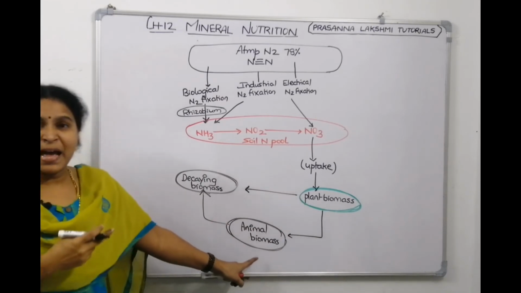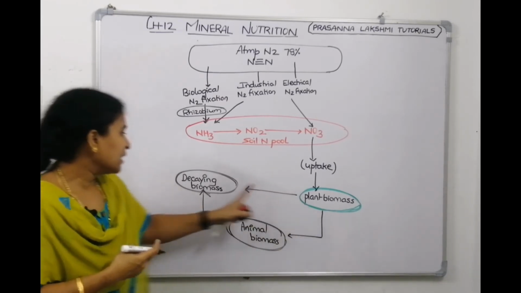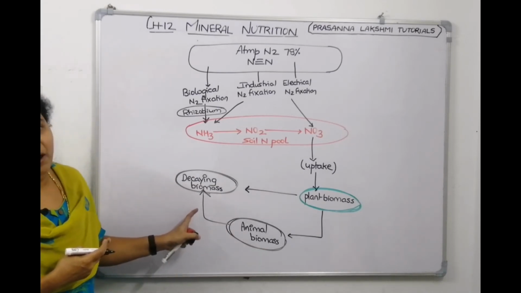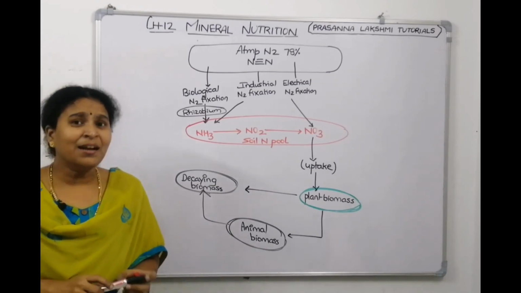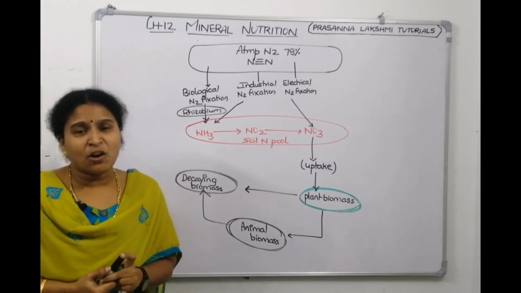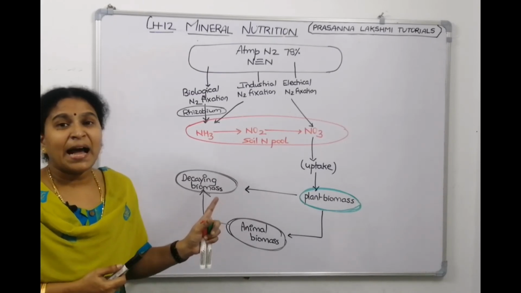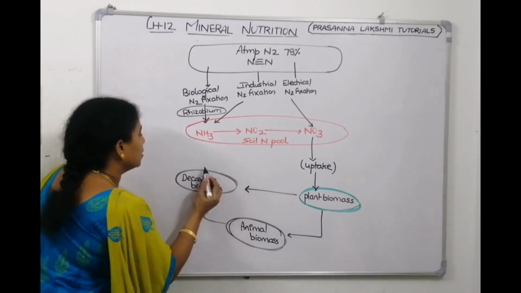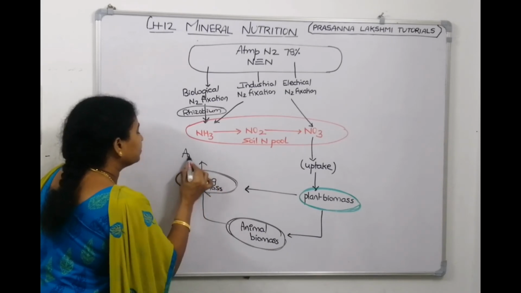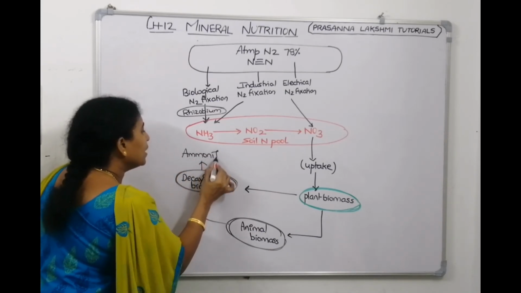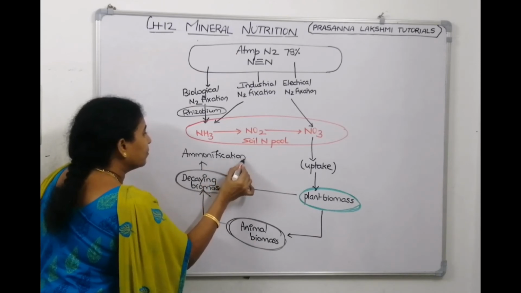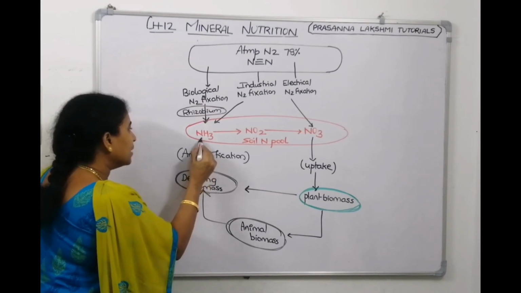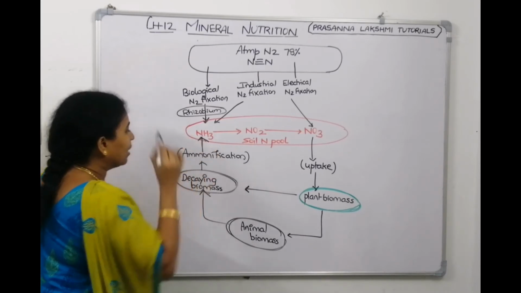Plant is eaten by animal, animal biomass will increase. When plant dies, it becomes decaying biomass in the soil. When animal dies, then also it becomes decaying biomass. Now, decomposing bacteria like Bacillus and fungi will come and degrade these proteins and convert them into ammonia. That process is called ammonification. Ammonification will happen, and it converts the decaying complex organic matter into ammonia.